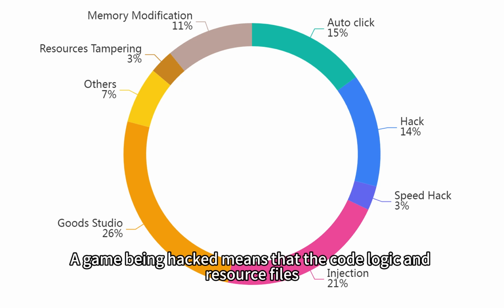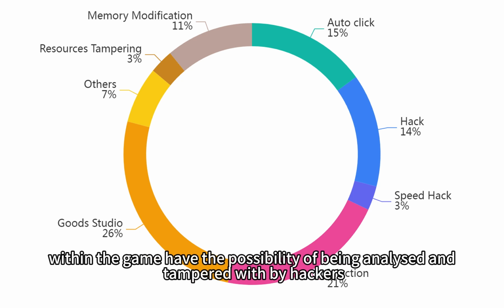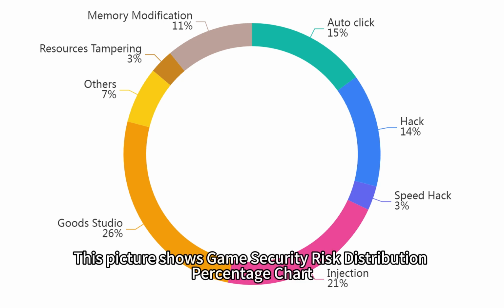For a game, the consequences of being hacked are the most serious. A game being hacked means that the code logic and resource files within the game have the possibility of being analyzed and tampered with by hackers. This picture shows a game security risk distribution percentage chart.